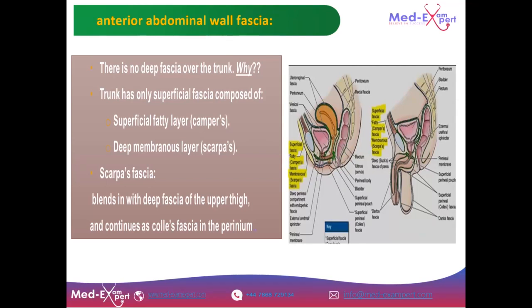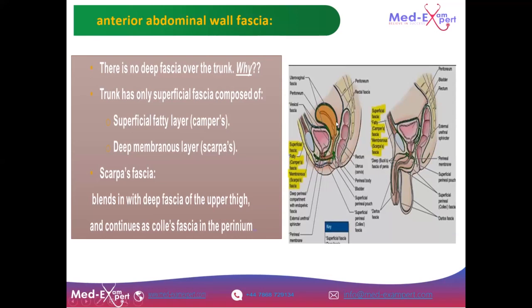And again, the superficial fascia is further divided into two layers. The superficial layer is the fatty layer, called Camper's fascia. I'm sure all of you are very familiar with this name. The second, deepest layer of the superficial fascia is the fibroelastic membranous part, and this part is very interesting because it extends down to the pelvis to invest the superficial perineal fascia.